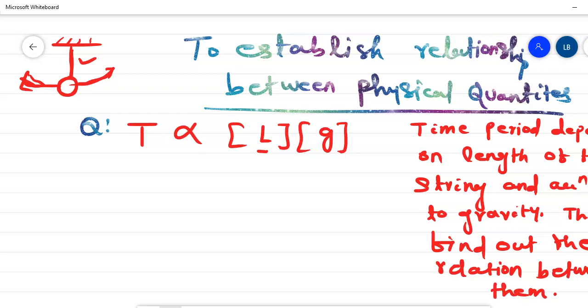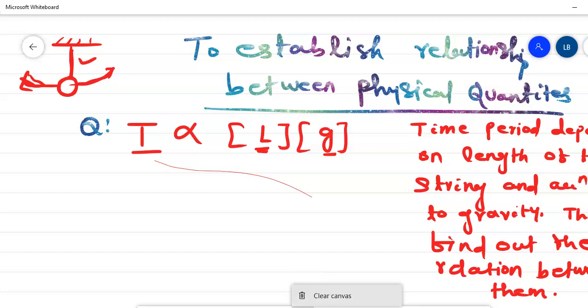So I can write T equal to root of L by G, or L into G, or L square G square, or L cube G cube, whatever the formula I will get after solving this. This is only possible in dimensions. Otherwise, it is not possible to find out the formula. The experiment only says that time period depends on length and depends on acceleration due to gravity. So using dimensional analysis, let's find out a formula. So let's jump to the solution.